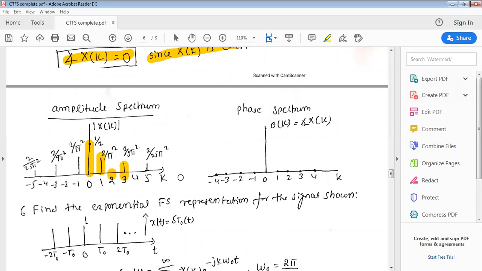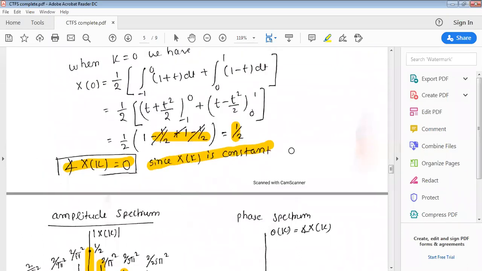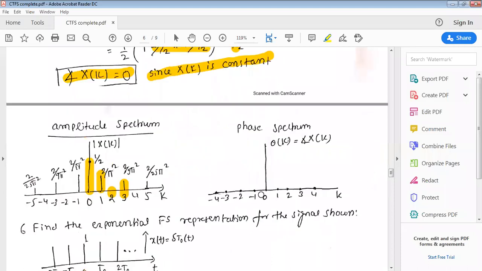Now, what is your phase plot? As we already told you, angle of X of k is 0 only because X of k is constant. Therefore, I'll simply show a graph theta of k with all the values 0 shown on the k axis. All the values are 0 because theta of k is equal to 0. Have you followed? Any doubt here?